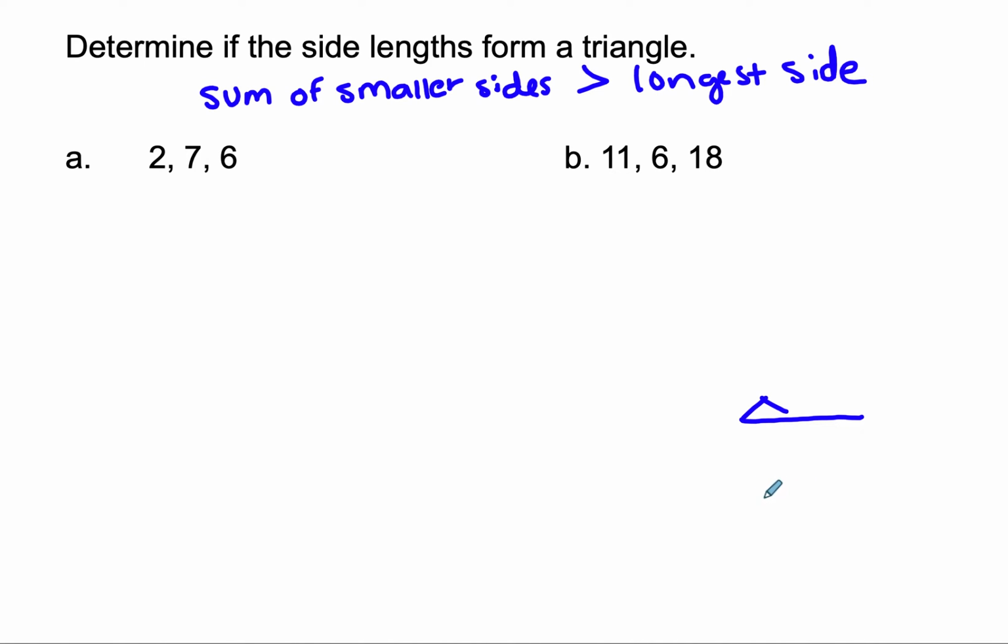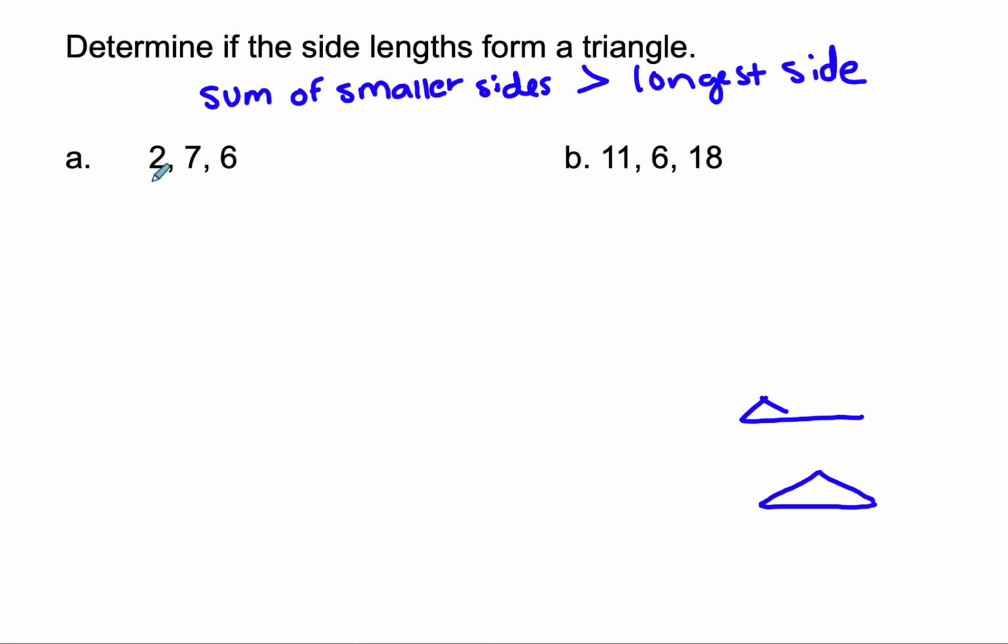In order to make a triangle, my two shorter sides need to together be longer than the longest side. Okay, so if the two shorter sides, when you add them together, equal that side, it's just going to be one long line. If it's less than that, it's not going to stretch far enough. You have to have two shorter sides add together to give you something longer than your longest side.